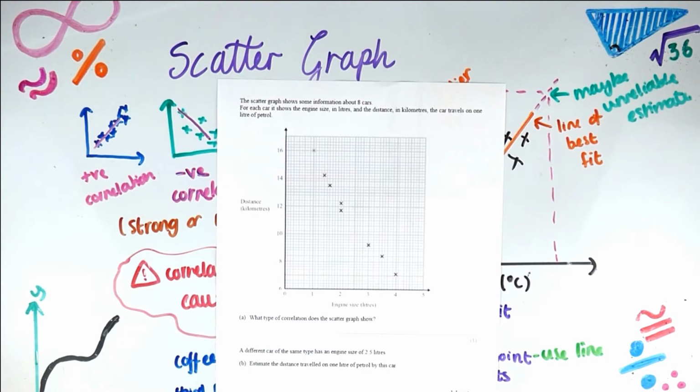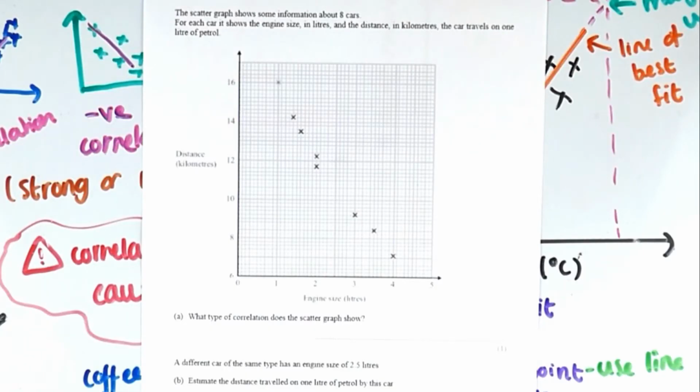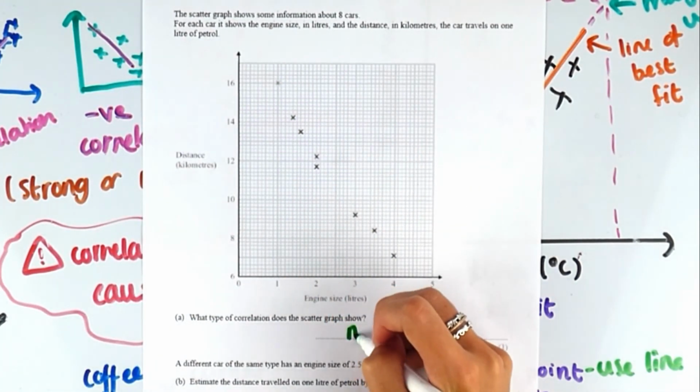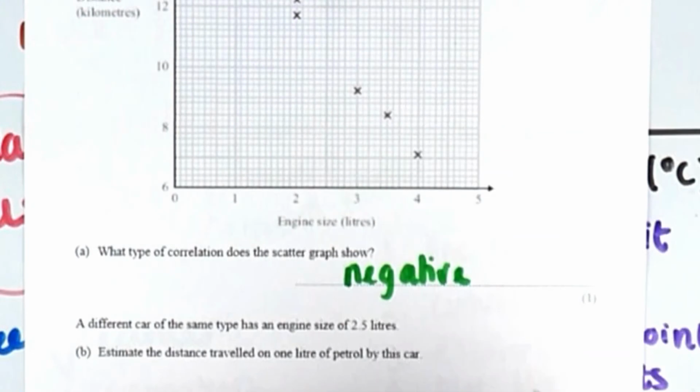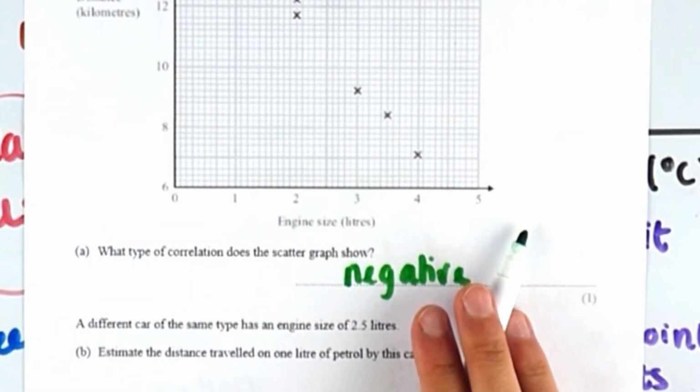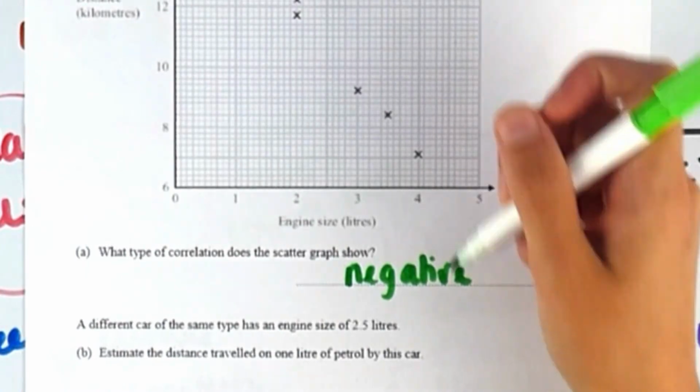Okay, so this exam question, the scatter graph shows some information about 8 cars. For each car, it shows the engine size in litres and the distance in kilometres the car travels on 1 litre of petrol. So basically it's saying how far a car has got on its litre of petrol with different engine sizes. So part A, what type of correlation does this scatter graph show? As you can see, that was the exact question we were asked on the previous question. As we can see, it's going this way, so it looks like negative, because as the engine size goes up, the distance it seemed to travel went down.